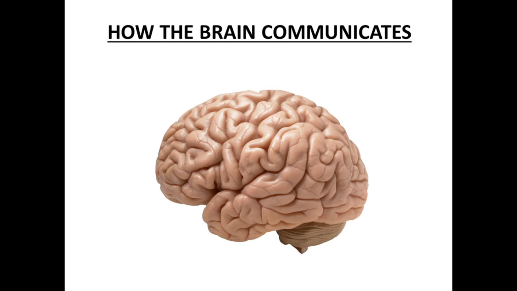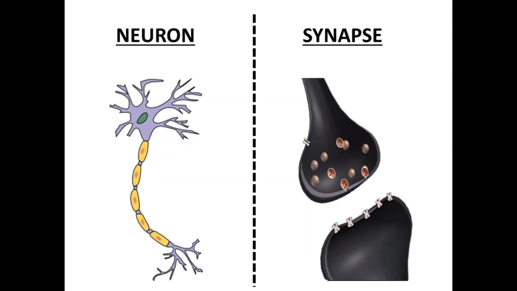All right, in today's lesson, we're going to take a look at how the human brain, that 3-pound hunk of flesh in our head, speaks and communicates. Now, in order to understand how this works, there's two structures we need to know. The first is the neuron, and the second is the synapse. So let's just start with the neuron.